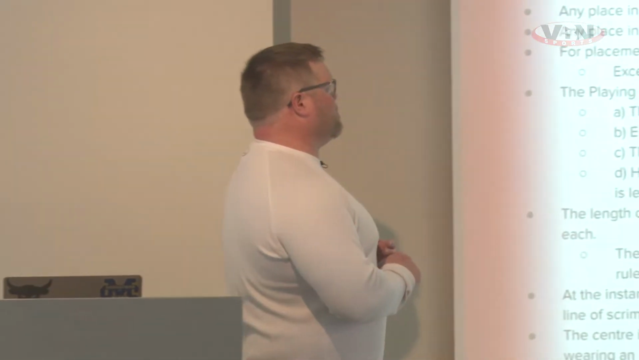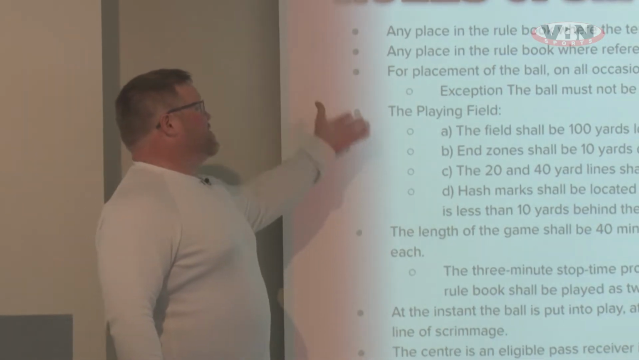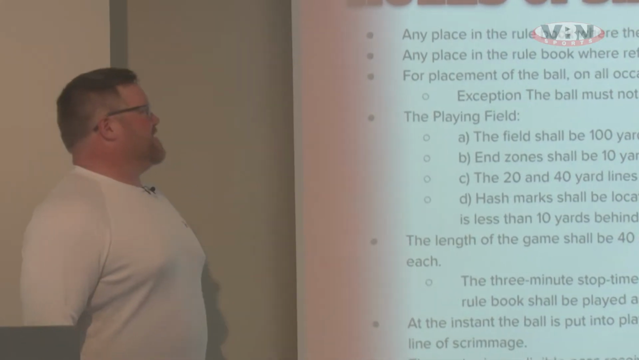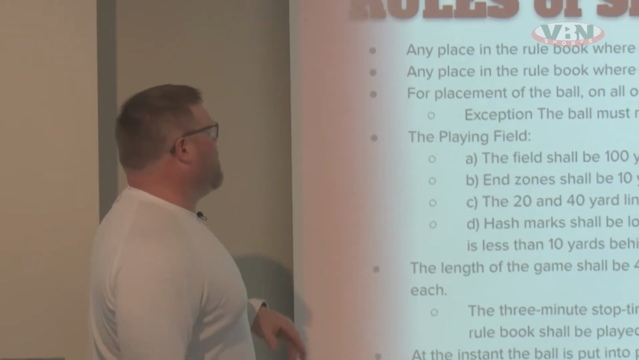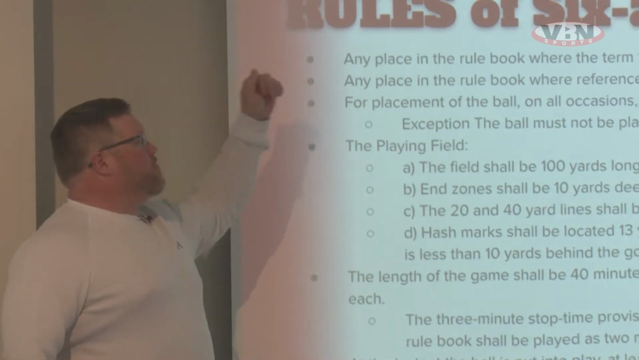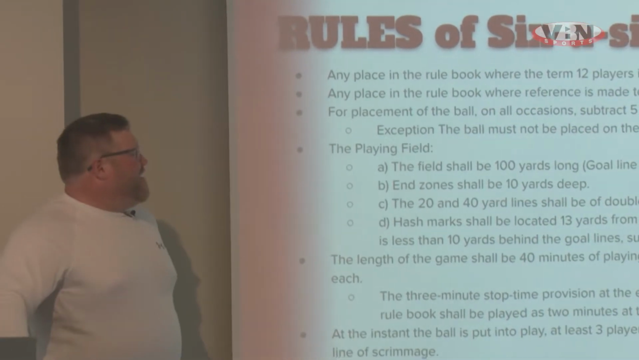The rules of six-a-side football. These are taken straight out of the Canadian Amateur Rules football book. Any place in the rule book where it says 12 players, substitute with 6. Read the rule book, it's the same rule book. Any place where reference is made to 20 yards, substitute with 10 yards.